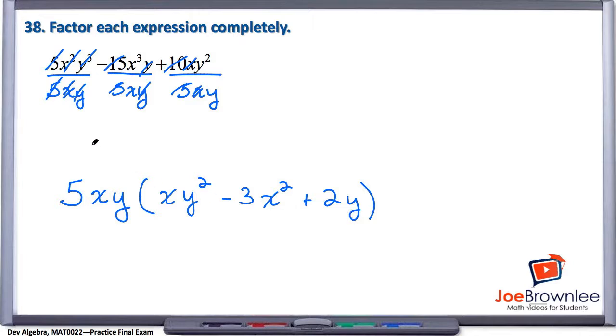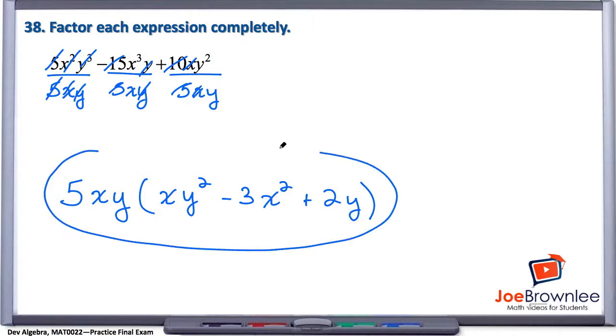And there it is, number 38. We end up with 5xy times the quantity xy squared minus 3x squared plus 2y.